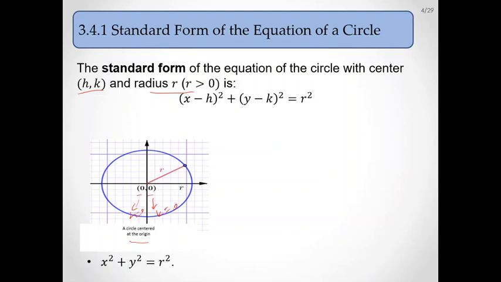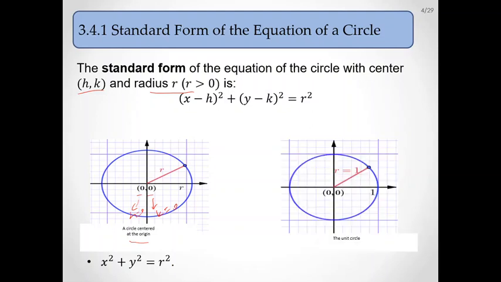And another special one is this one here. This time it's centered at the origin, but an extra condition is that the radius is 1. So this type of circle is called the unit circle, and its formula is now x squared plus y squared is equal to 1 squared. So it's 1.